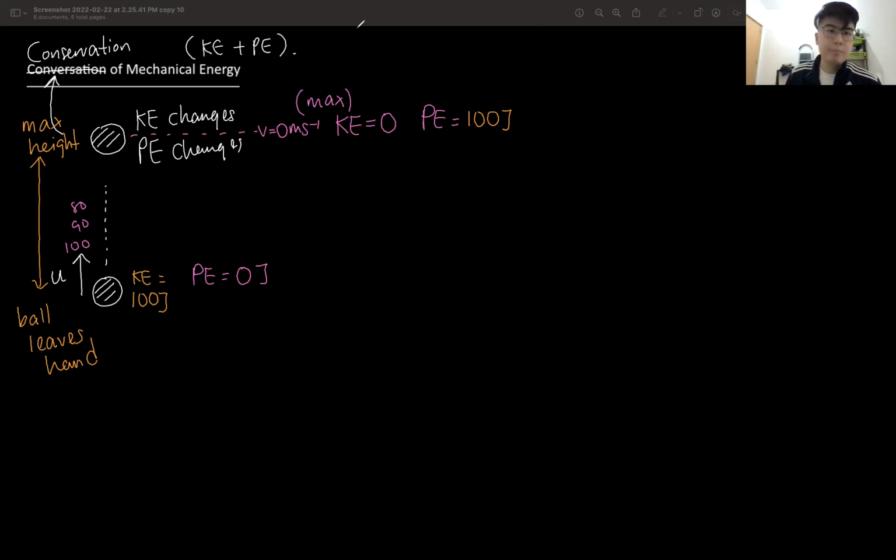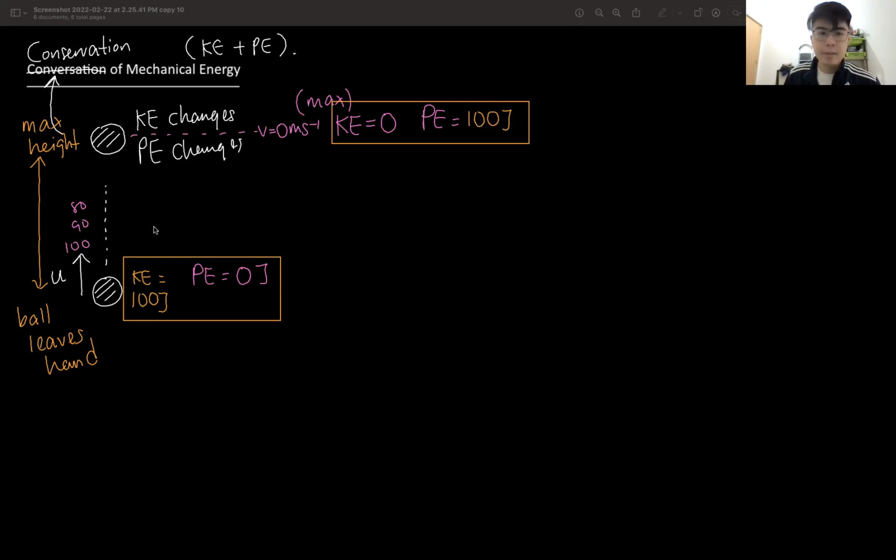Analyze these 2 points, this point here and this point here. What has happened? The 100 from the KE has gone to the PE. You see, focus only on the KE. Before, it was 100. After, it becomes 0, so minus 100. Now you focus on the PE. Before is 0, now is 100, plus 100.